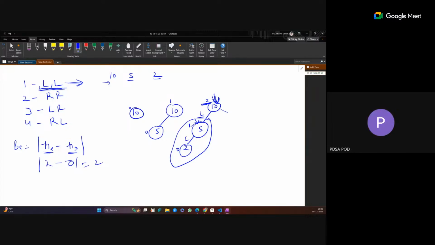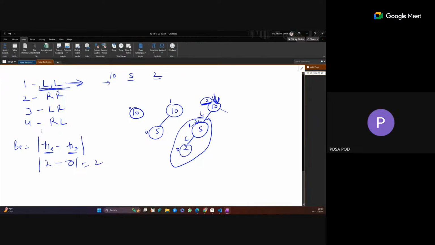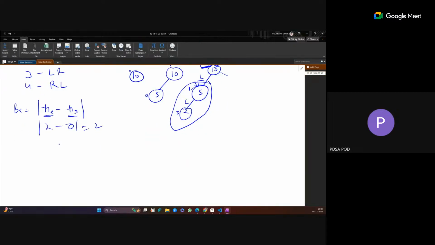Left. Then left. Okay, so this balance factor is representing the situation of left-left. Left and left means our height is increased in this direction, left-left. So this is the situation for LL, and for this situation we apply a rotation, like 10, 5 and 2. This is the node where we are getting the two balance factor, and we need to apply the rotation.